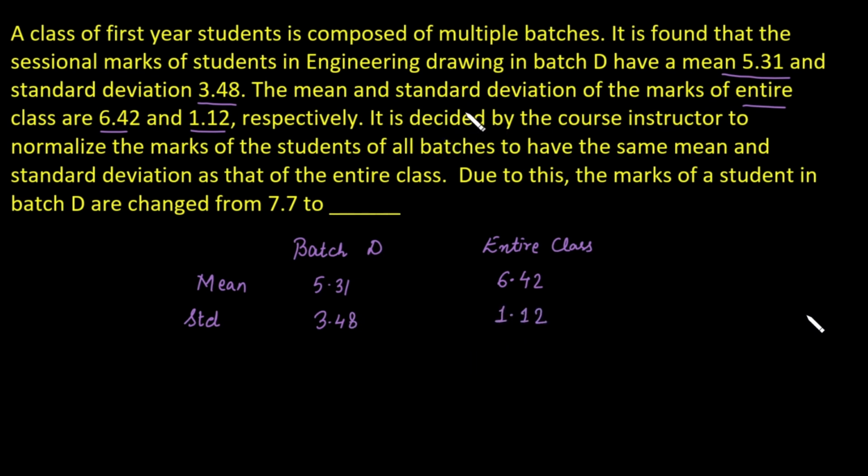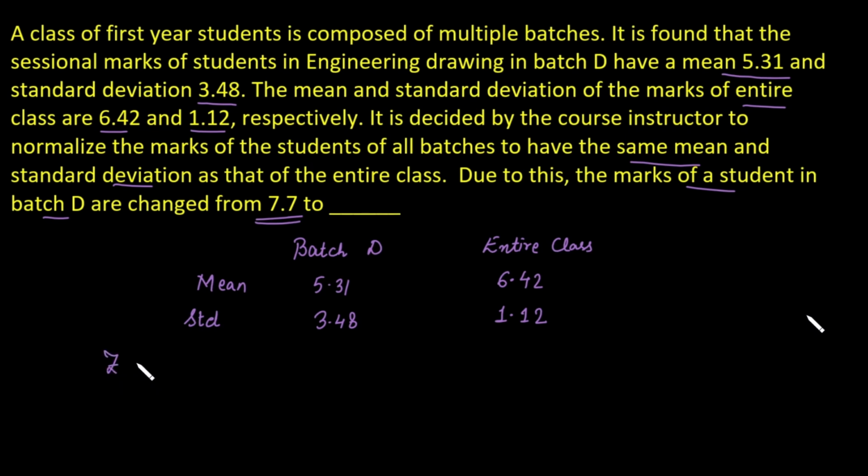After this, the statement says that the course instructor decided to normalize the marks of students for all the batches with the same mean and standard deviation. Now, calculate the new marks of the student in batch D whose original marks is 7.7. First, we need to normalize these marks. So, for that, we will use the Z formula.